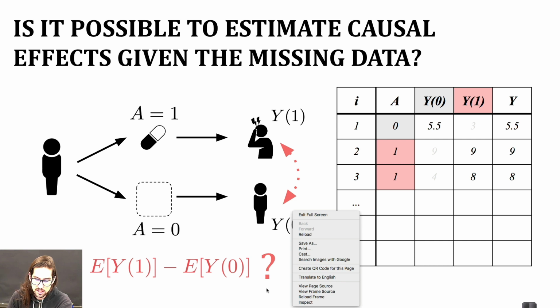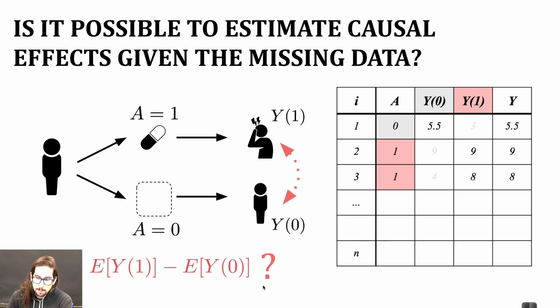Now, our question is, if we've defined, for example, this causal estimand, the ATE, which is the average had I treated everyone minus the average had I not treated everyone, well, those quantities depend on this missing data, right? And we don't have that. So how the hell are we going to estimate this thing if we're missing that data?